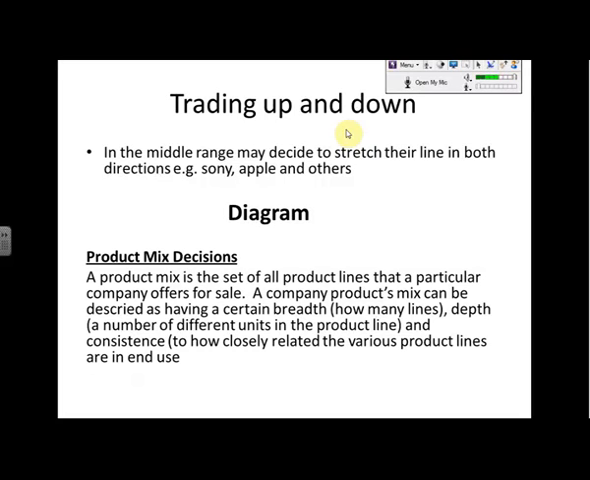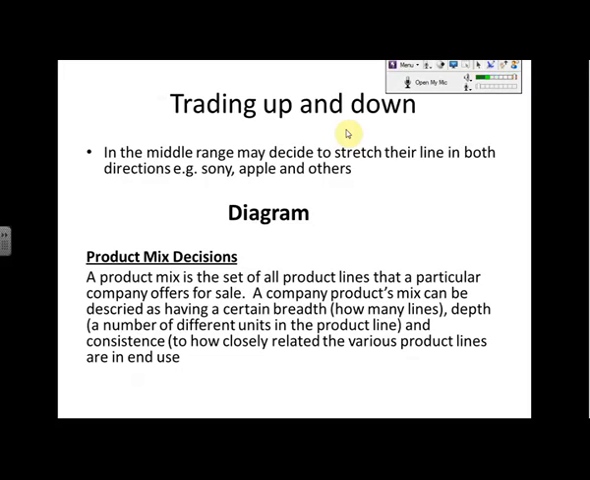Product mix decisions. When we talk of product mix decisions, what are we saying? We are saying that a product mix is the set of all product lines, right? So we are mixing all the product lines that a particular company offers for sale. You can pick any company and look at all the products that the company sells.